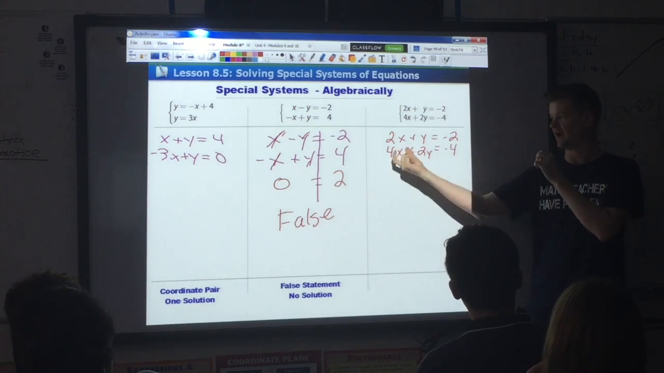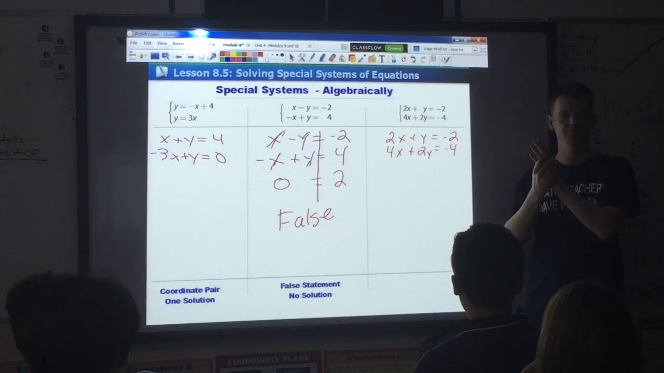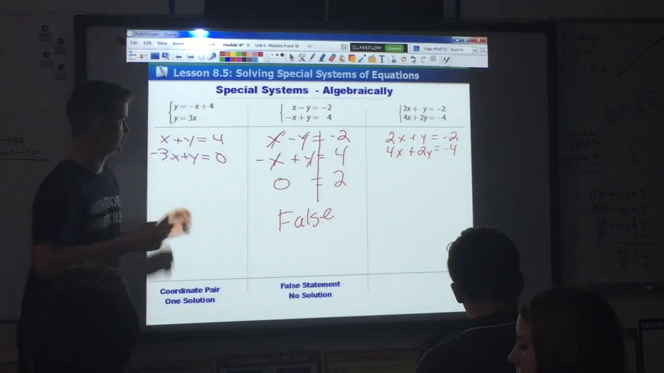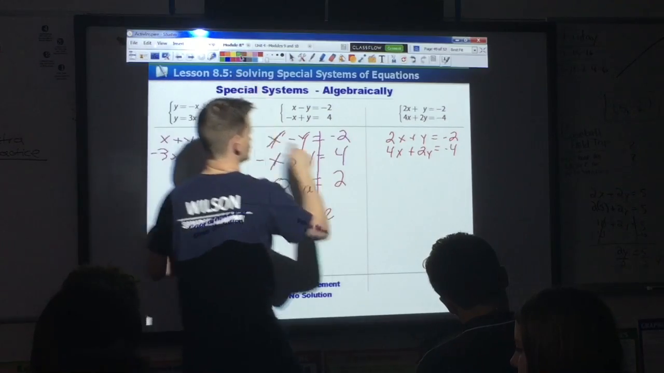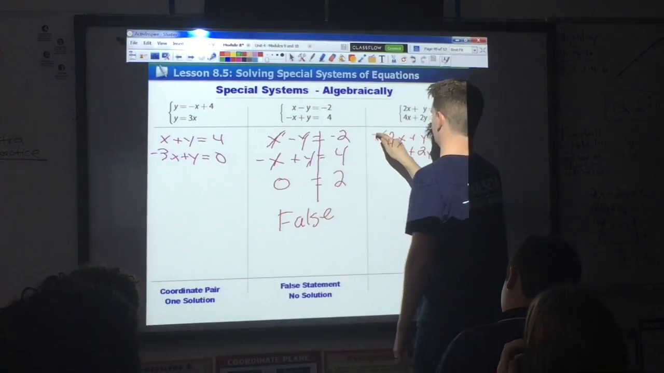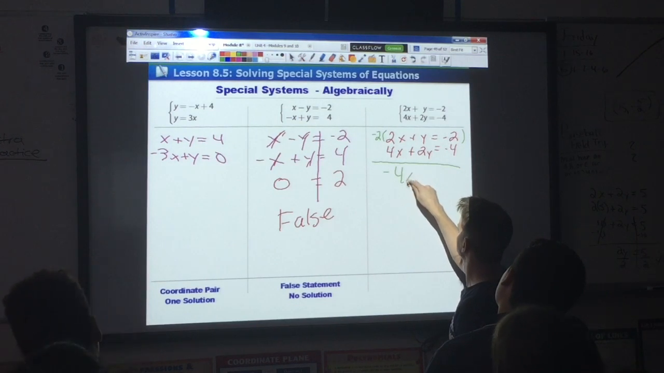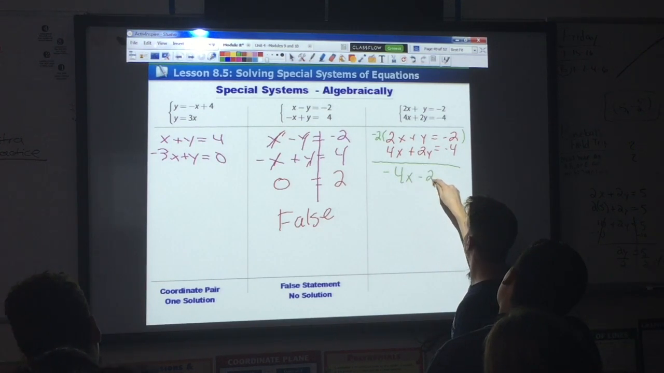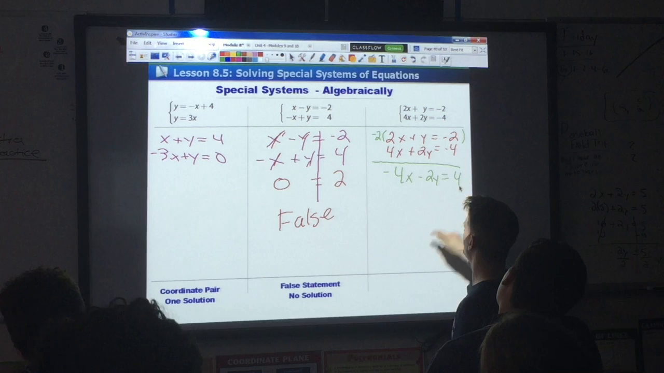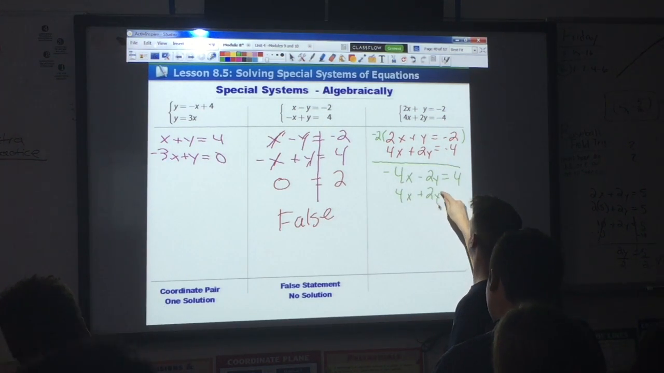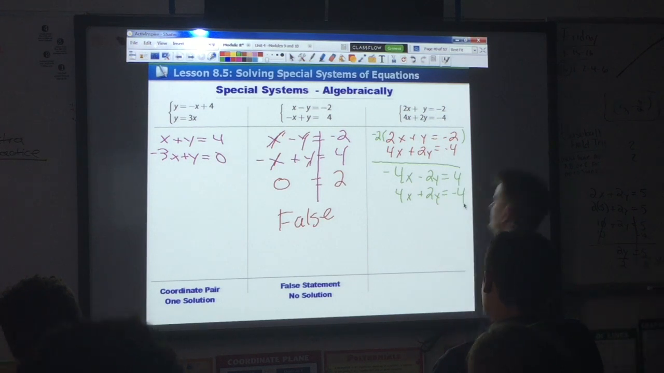So the question then, I have a positive 4 here. What do I need on the top? Negative 4. What can I multiply 2 by to make it a negative 4? Negative 2. So I'll multiply the top equation by negative 2. And I'll do my rewriting down here. I have negative 4x minus 2y is equal to 4. I write the other equation, 4x plus 2y equals negative 4.